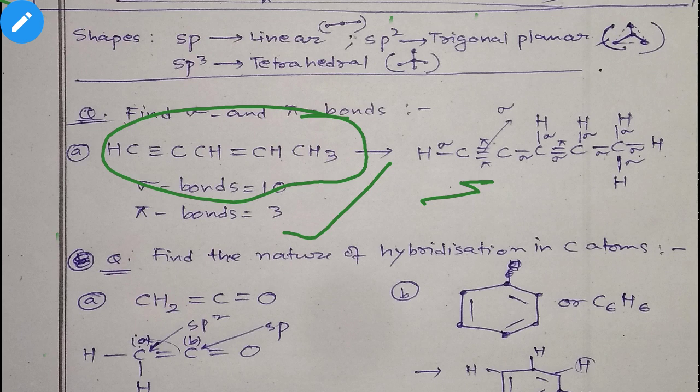Like this only you have to do. If you get any confusion, please ask. You can see the single bonds I have marked as sigma bonds, and whenever there is a double bond, one is sigma and one is pi. Whenever there is a triple bond, one is sigma and two are pi. If I count the sigma bonds, it is 1 2 3 4 5 6 7 8 9 10. So 10 sigma. For pi, the triple bond gives 2 pi and the double bond gives 1 pi, so 2 plus 1 is 3. So there are 3 pi bonds and 10 sigma bonds.